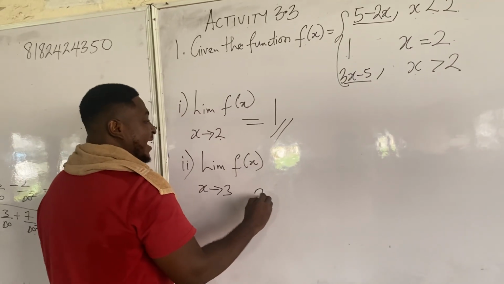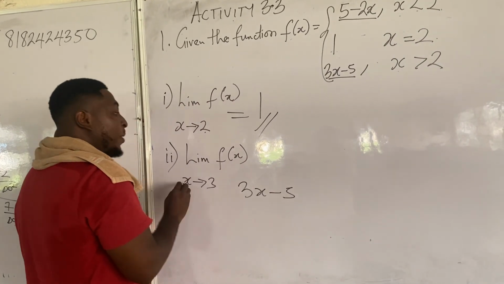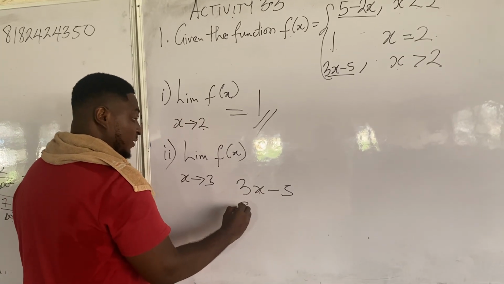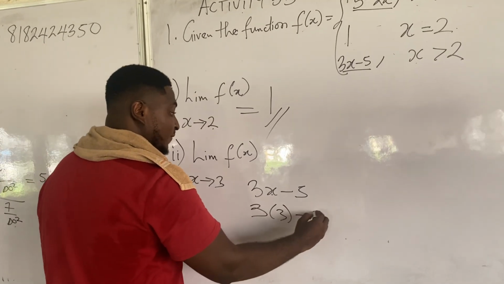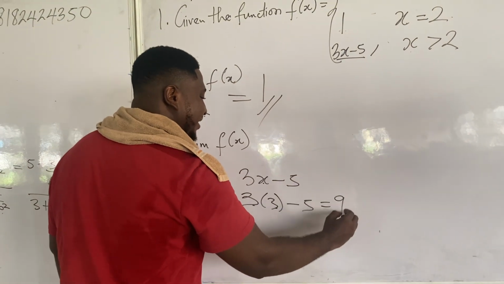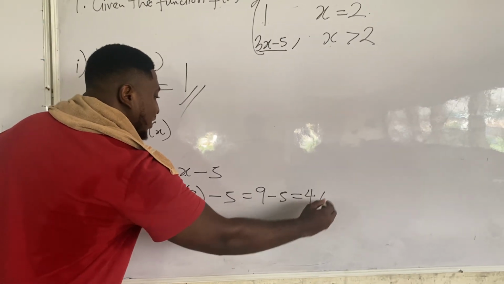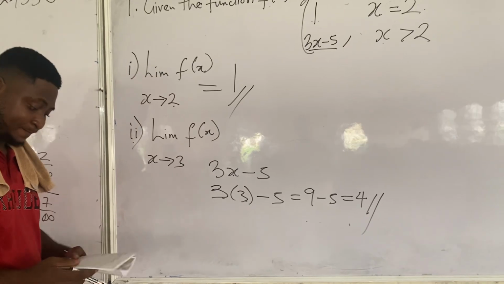So we are going to say 3x minus 5. But x tends to 3, so anywhere you see x, put 3. 3 times 3 is 9. 9 minus 5 is what? 4. So the answer to this second part is 4.